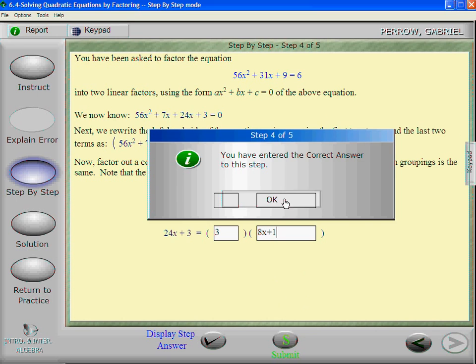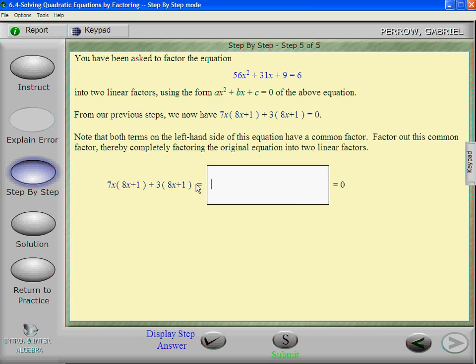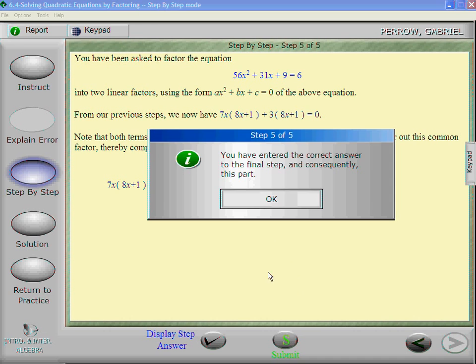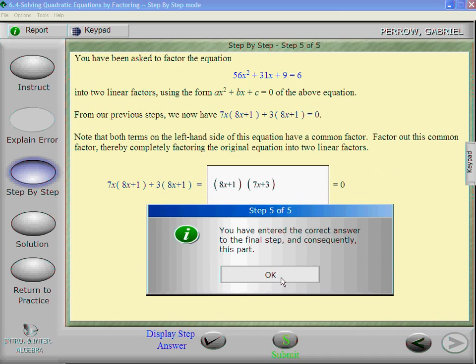This is the pattern that will always happen with this method, that you're going to end up with the same thing here and here, if it's going to work, or if you've done it right. So 8x plus 1 is what you have in the first set of parentheses. After you remove that, divide it away, 7x plus 3 is in the other set of parentheses. Okay, so those are our factors.